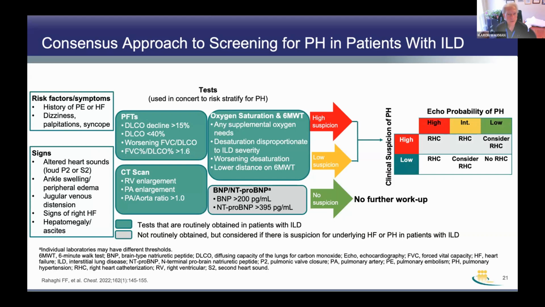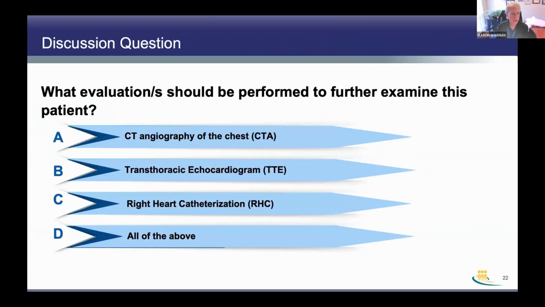So if we think about our consensus approach, she's kind of hit a number of features on this pathway, including the DLCO, some symptomatology, the BNP, and now an echo would be important to verify that her right side has increased and go think about what her next testing would be.